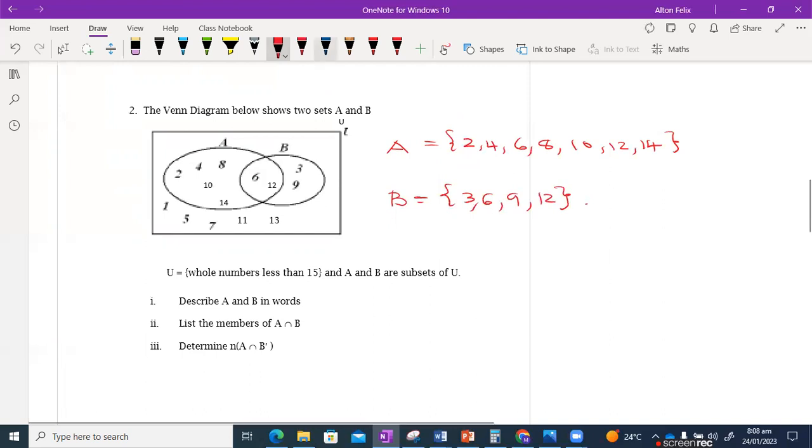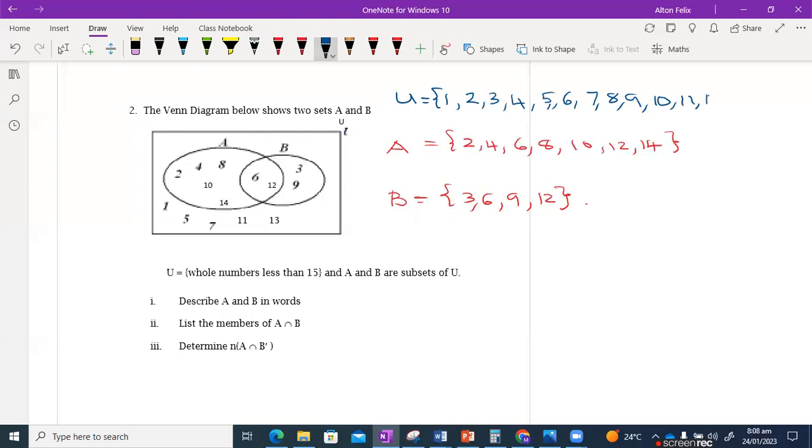Okay, so the question says U consists of the whole numbers less than 15. So let's write out U. If U consists of whole numbers less than 15, you will go all the way up to 14: 1, 2, 3, 4, 5, 6, 7, 8, 9, 10, 11, 12, 13, 14. So we have just listed set U.